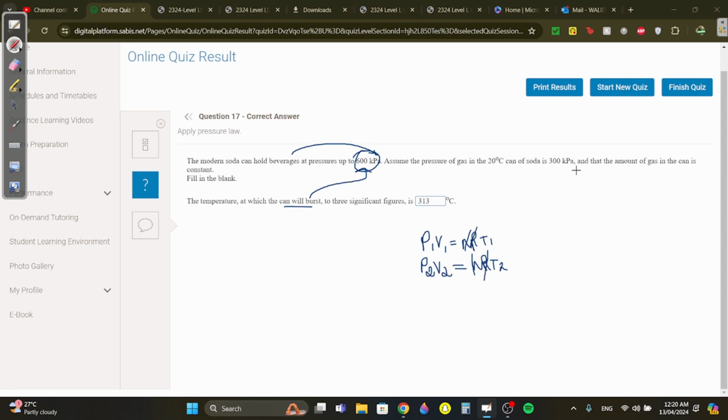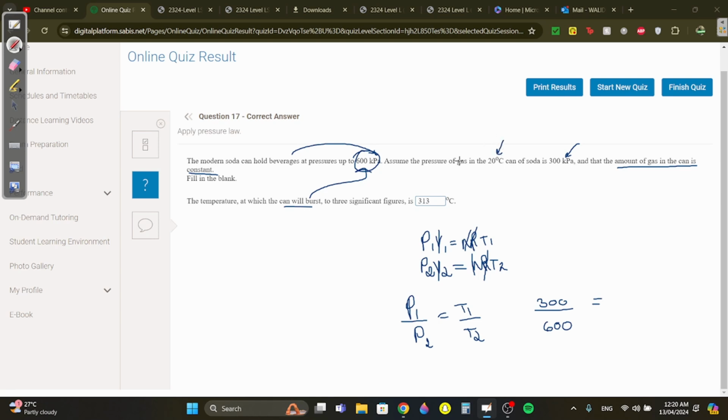And since we're saying the amount of gas is constant, meaning the volume, you cancel the volume. So P1 over P2 equals T1 over T2. Pressure 1 is 300. Pressure 2 is 600. Temperature 1: if you put 20 degrees Celsius, you're going to get it wrong.